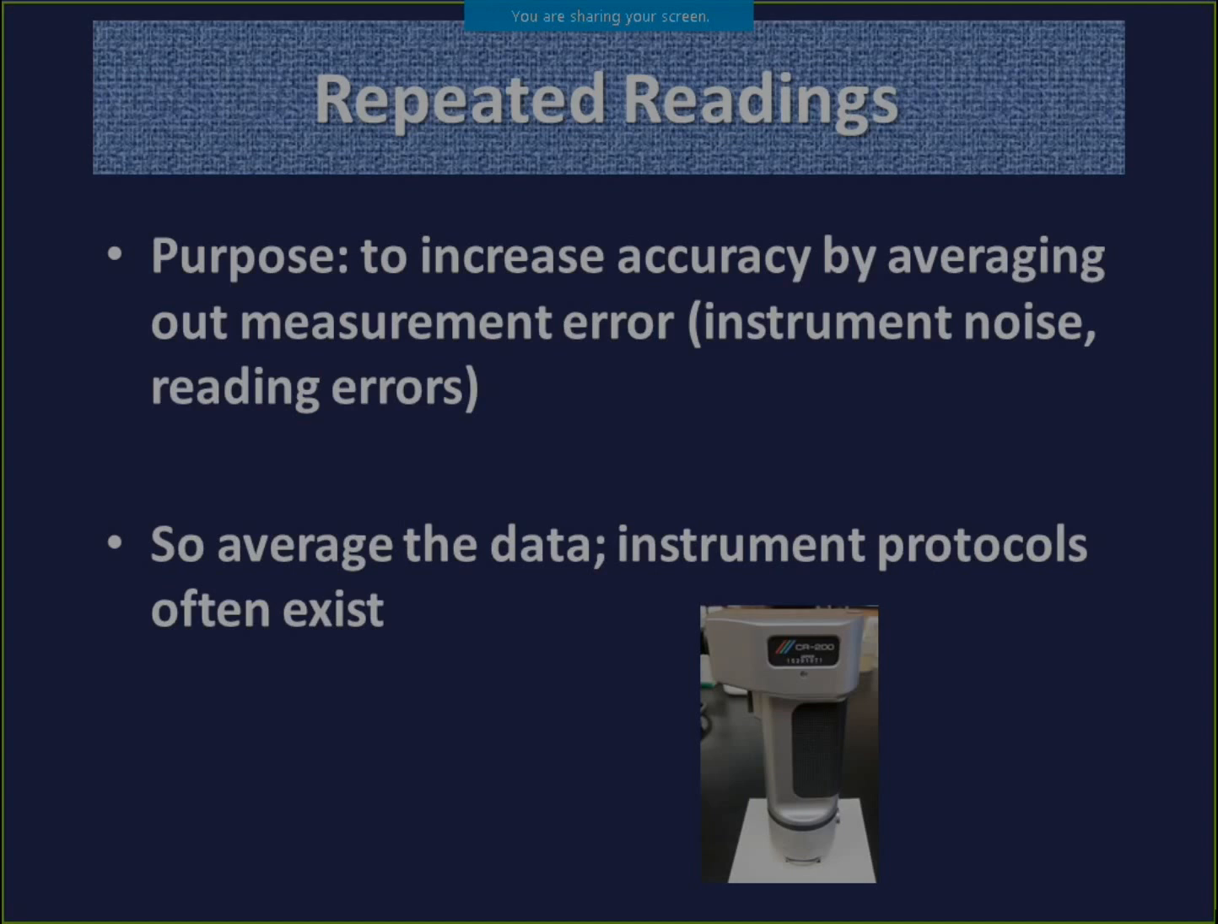The purpose of repeated readings is to increase accuracy by averaging out measurement error, such as you might get with instrument noise or reading errors. So we're going to here want to average the data. And protocols often exist for the particular instrument that you're using.